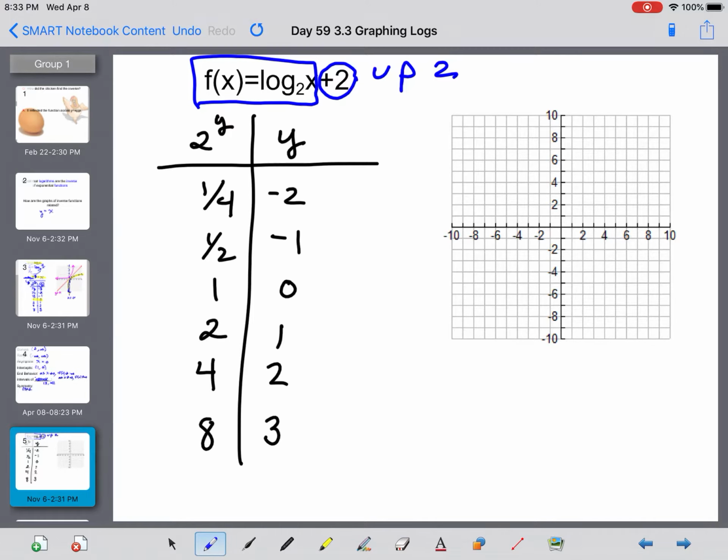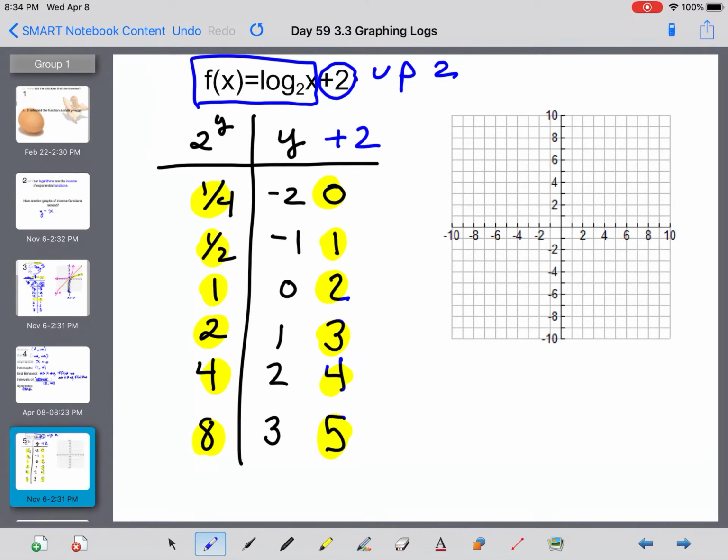So this is exactly what we did. We did this first part, the part in the box in the previous problem. Now I want to shift it up 2. So if I'm going up 2, that means that's going to affect all of my y values. So my y's are going to increase by 2. So let's go ahead and add 2 to each of these values. And then these will be my new ordered pairs to graph. It's that easy. Start with that base table, and then you can just plot those new ordered pairs.